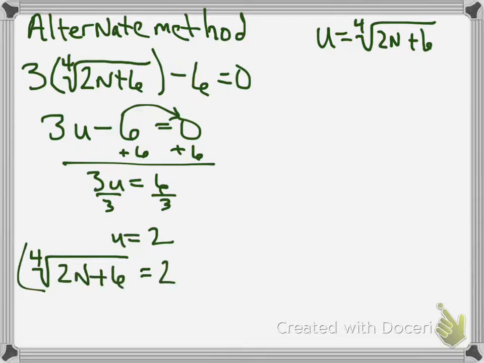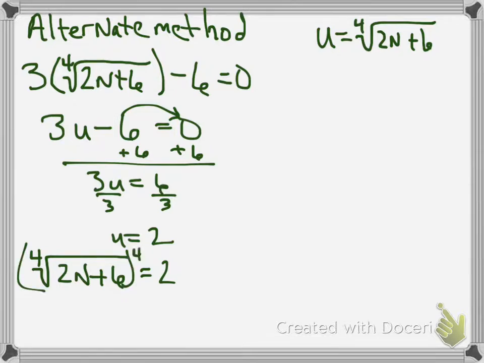equals 2. Notice how all I've done is put this fourth root of 2n plus 6 in place of the u, which I had put in place of that. So I'm just going back. You really don't need to do this. I'm just doing this to show you what some other people might visualize.